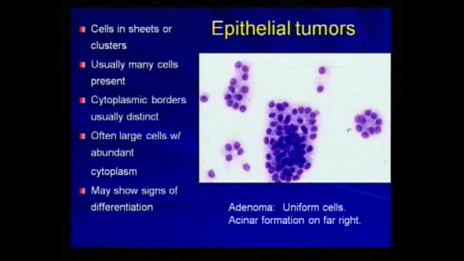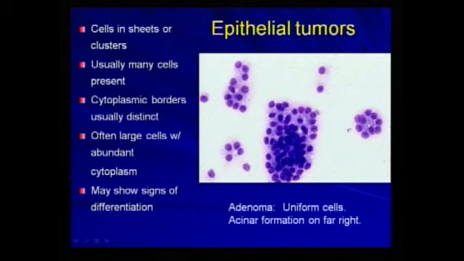Looking at epithelial tumors, generally these exfoliate in sheets or clusters. You can call them sheets, you can call them rafts, you can call them clusters, but the key is they're locked together by desmosomes. Okay, so they're going to come off many at a time, and you often can't see cell borders.